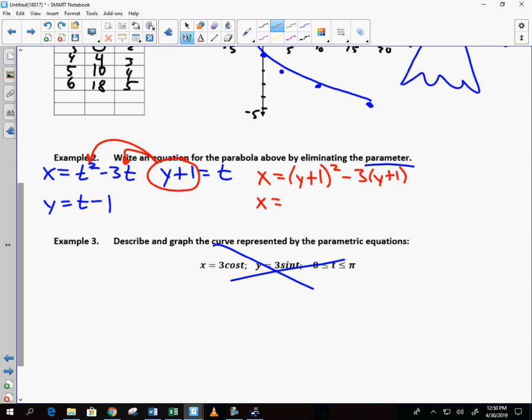Y plus 1 quantity squared. What do I get when I square y plus 1? Y squared plus 2y plus 1 minus 3y minus 3. So y squared minus y minus 2.